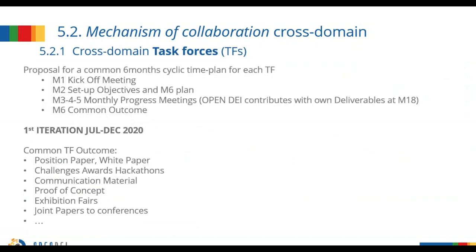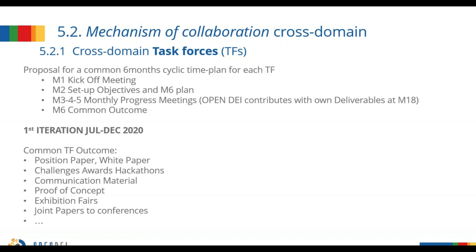So, entering in more detail, our proposal is to have a common six months cyclic time plan for each task force. Starting from the working groups before mentioned, the idea is to identify one person who can be an expert on the topic to put at the same table with the experts of the other domains to discuss inside this leading community about specific task force points.